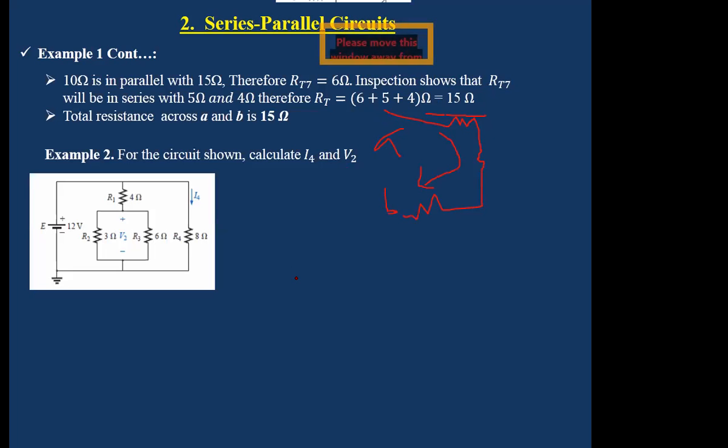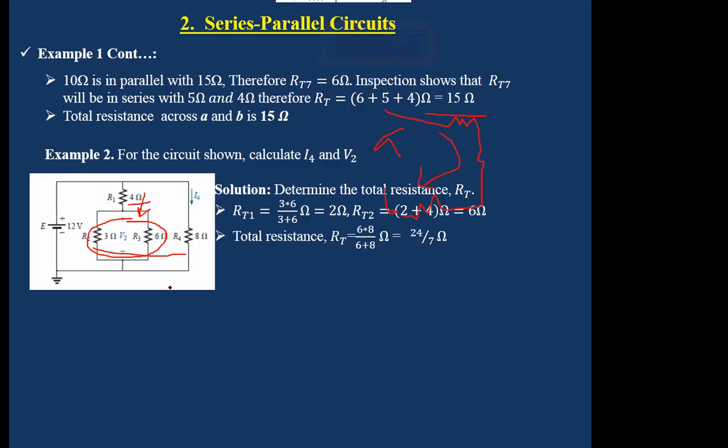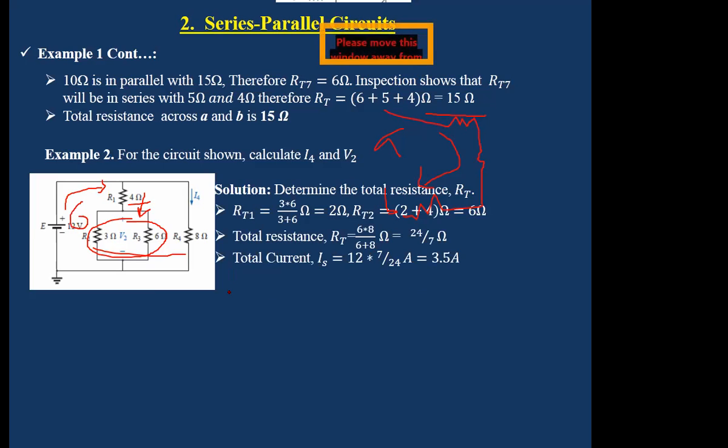For the circuit shown, calculate I4 and V2, right? Again, you determine the total resistance RT of the circuit. How do you determine the total resistance? These two are in parallel, you combine them, then they will be in series with that. So this combined is 2, this is 4, so it becomes 6 in parallel with 8, and you get your 24/7 ohms. Total current now, IS, becomes the voltage over the total resistance, you get your 3.5 amps.